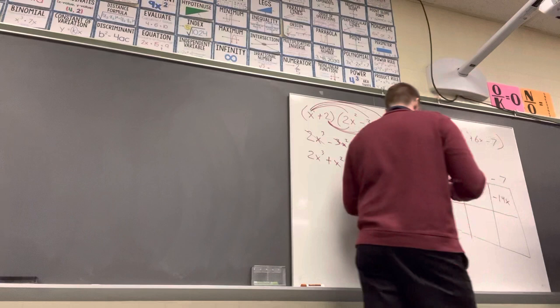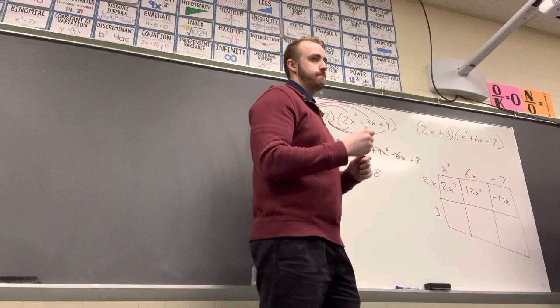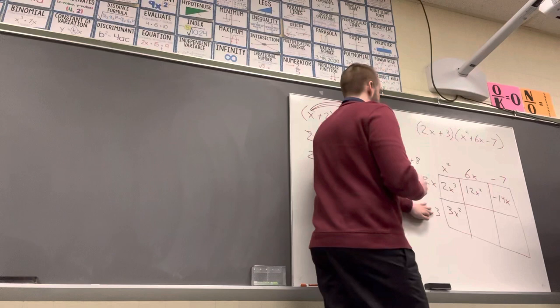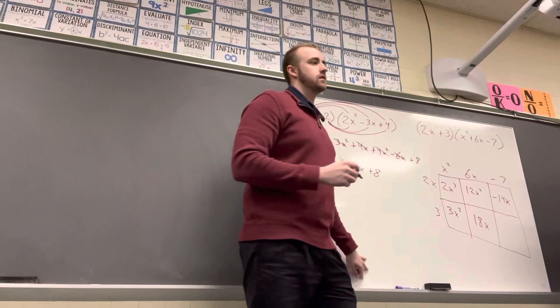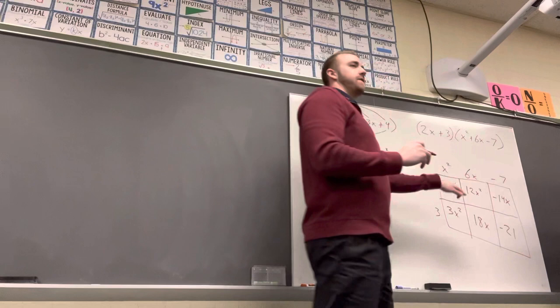All right, now we move down here. We have 3 times x squared, and that's going to give us what? 3x squared. Good. Now we're going to go 3 times 6x, and that's going to give us what? 18x. And then 3 times the negative 7 is going to give us negative 21. Good. Questions on any of the boxes I filled in?